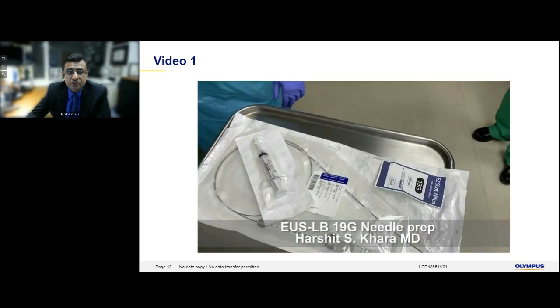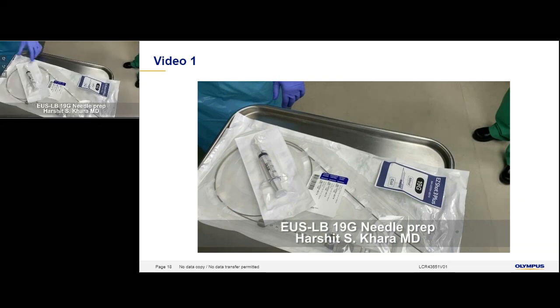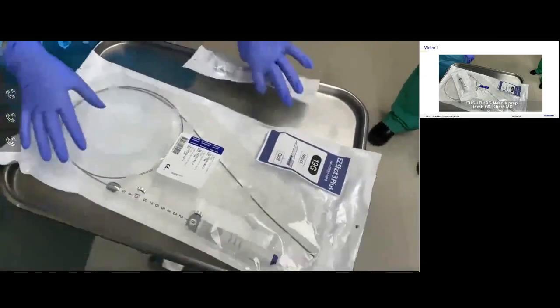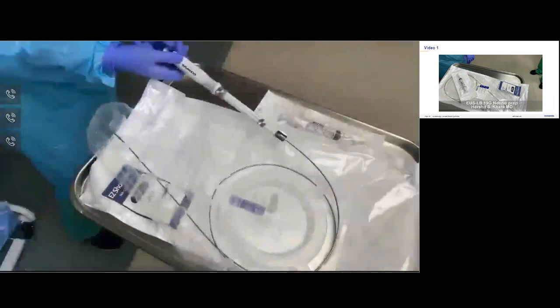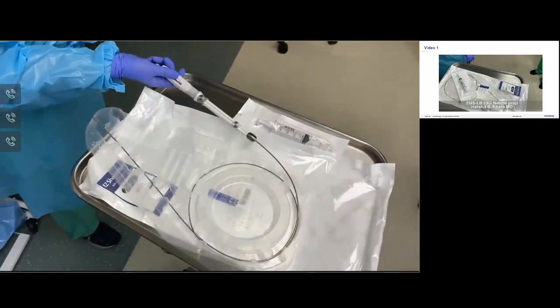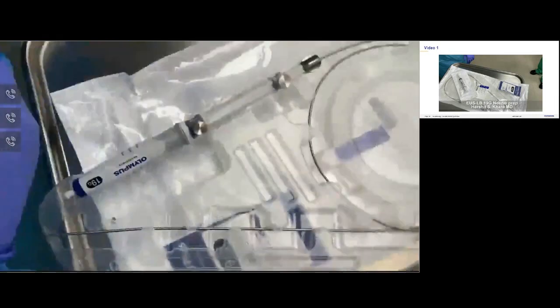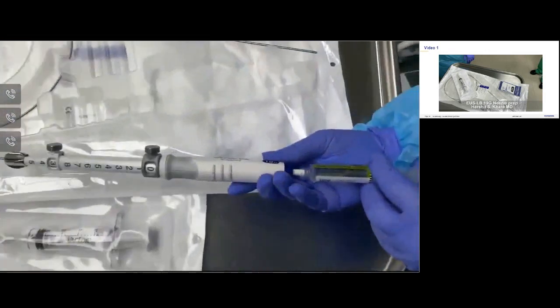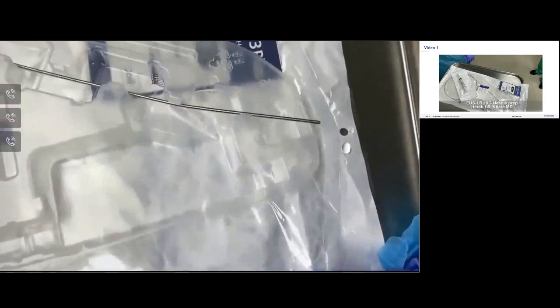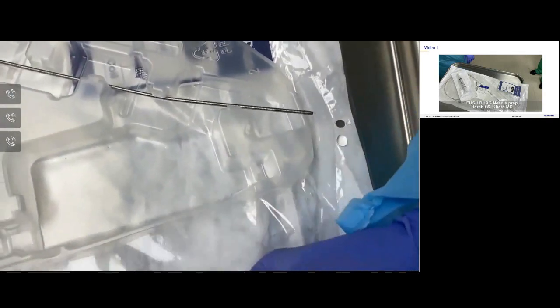So this is the demonstration of a needle prep. We would use a 19-gauge EZ Shot FNB needle, and we would prep the needle for the procedure. In preparation for that, we usually use a Heplock solution. So we would take the suction syringe and the 19 FNB needle, remove the stylet out of the needle, use a heparin Heplock solution, and what it does is it prevents the specimen from clotting within the needle. And we flush the needle with the heparin with just a couple of drops coming out of the needle tip.